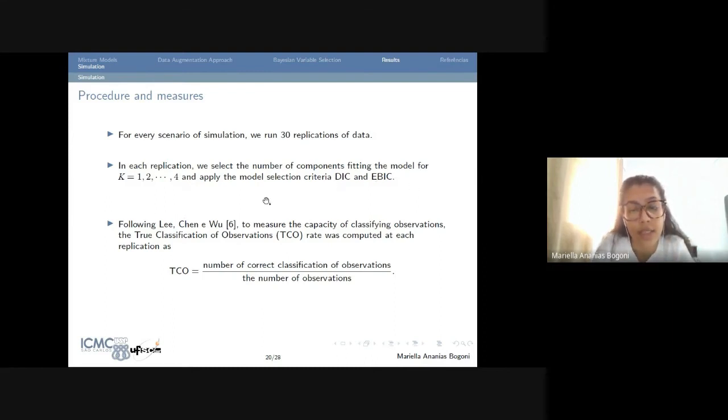And to measure the capacity of classifying observations, we used the true classification of observations rate, that is computed as the number of correct classifications of observations over the number of observations. So the TCO is basically the percentage of correctly classified observations.